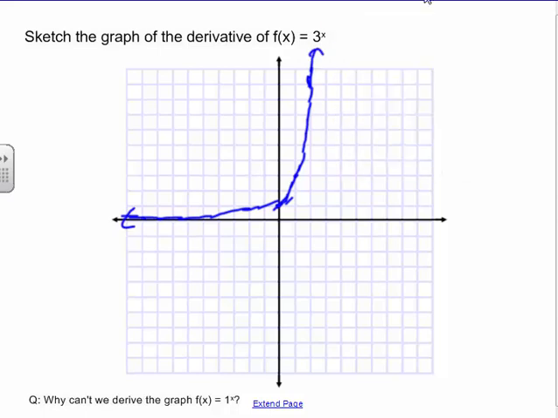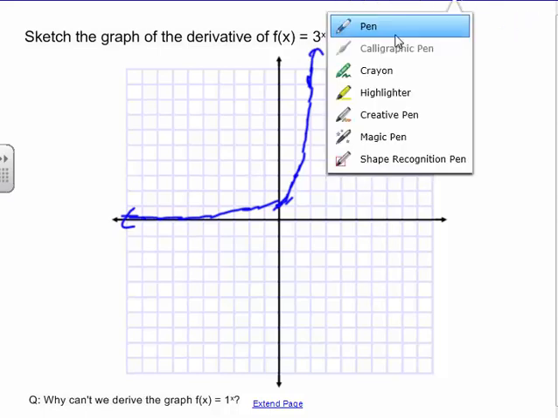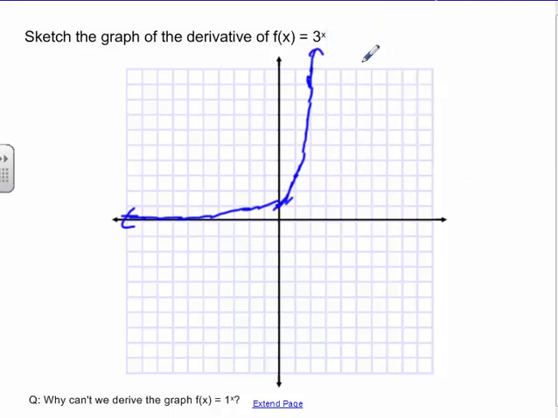But similar principles actually end up applying when we talk about... I can't change my pen color. Pen. Color. Come on, pen. There we go. Purple we'll go with.